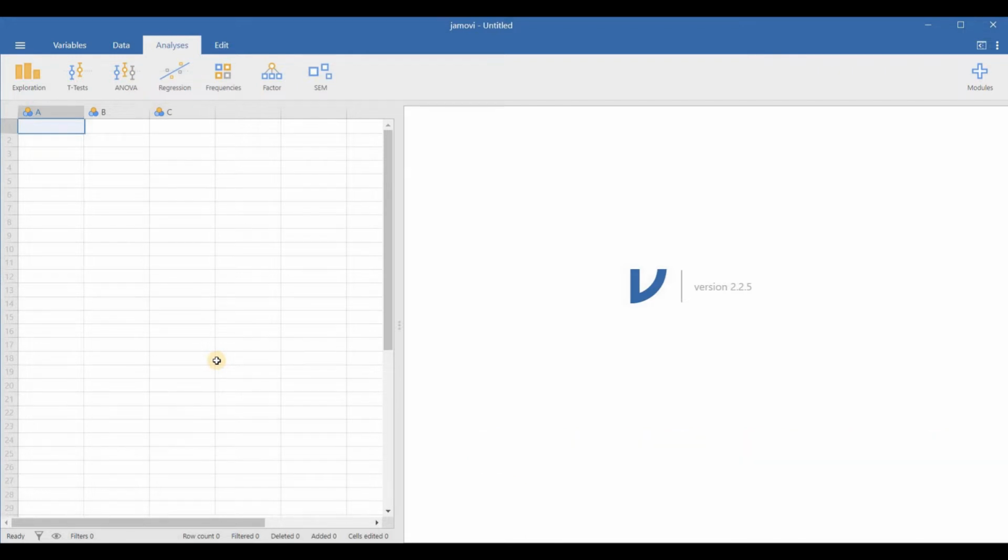So here you're looking at a pretty clean interface of Jamovi. But before this, I would like to give some theoretical underpinnings of CFA. Basically, two terms are there, EFA and CFA. What is the difference between EFA and CFA? My video is available on the EFA.